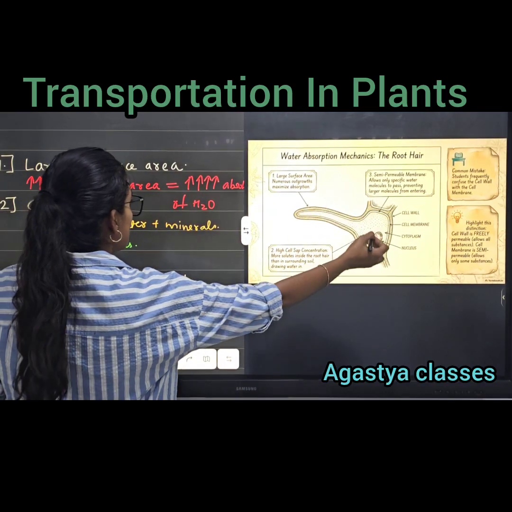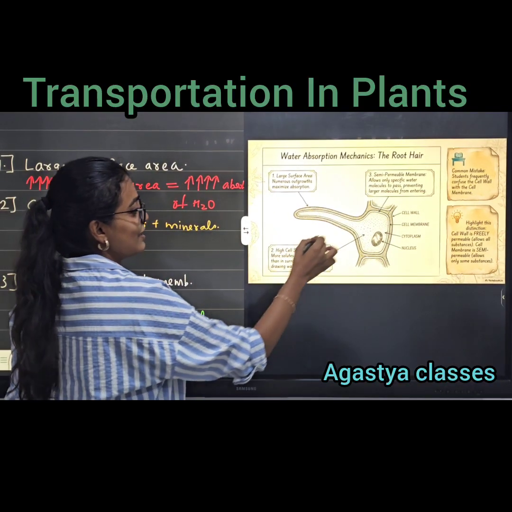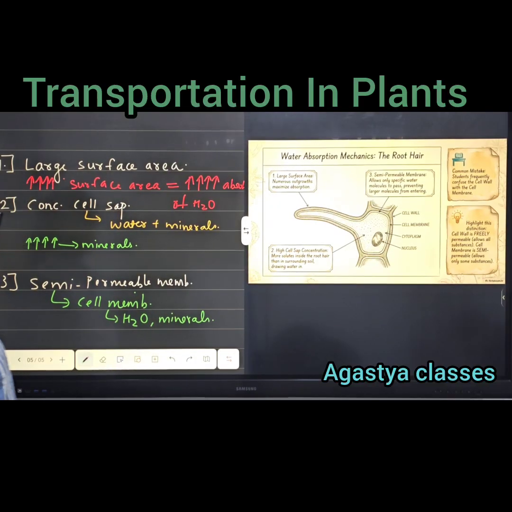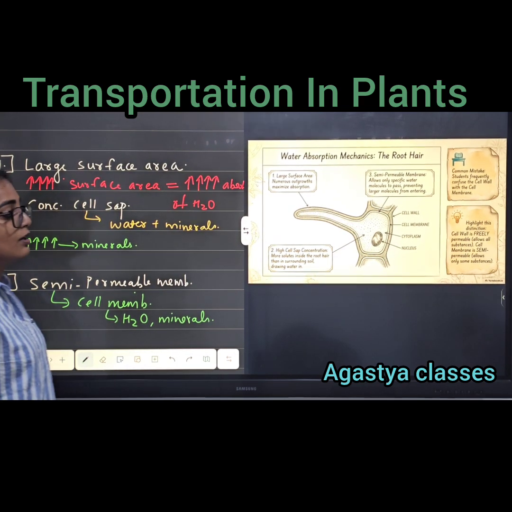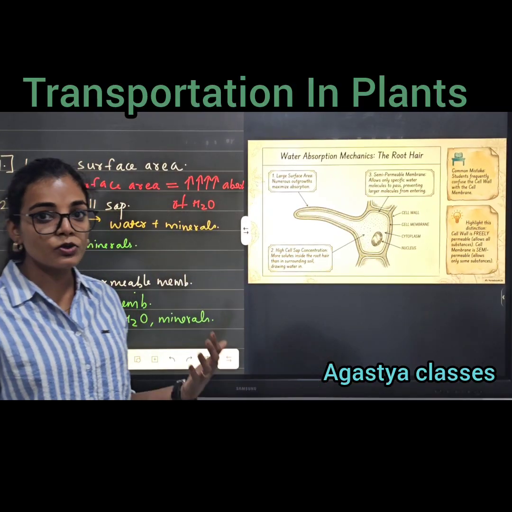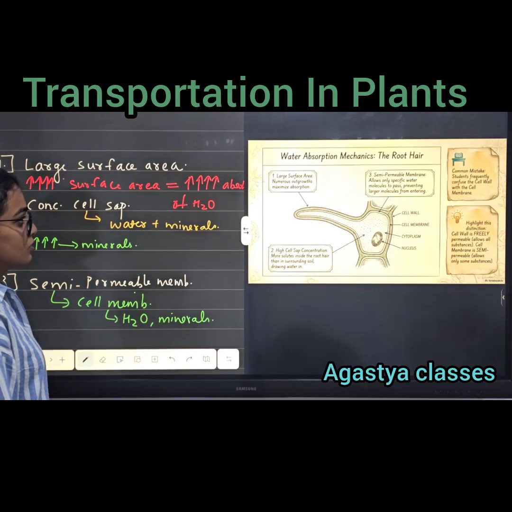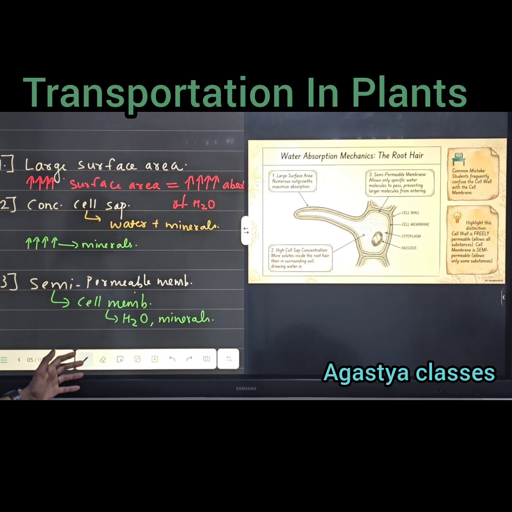As it is having more number of solutes and less number of water molecules, the water molecules from the soil enter into the root hair. Third point, it has semi-permeable membrane. Because of semi-permeable membrane, it helps in allowing water molecules, minerals to pass into the cell. So these three important points help the root hair to absorb a good amount of water.